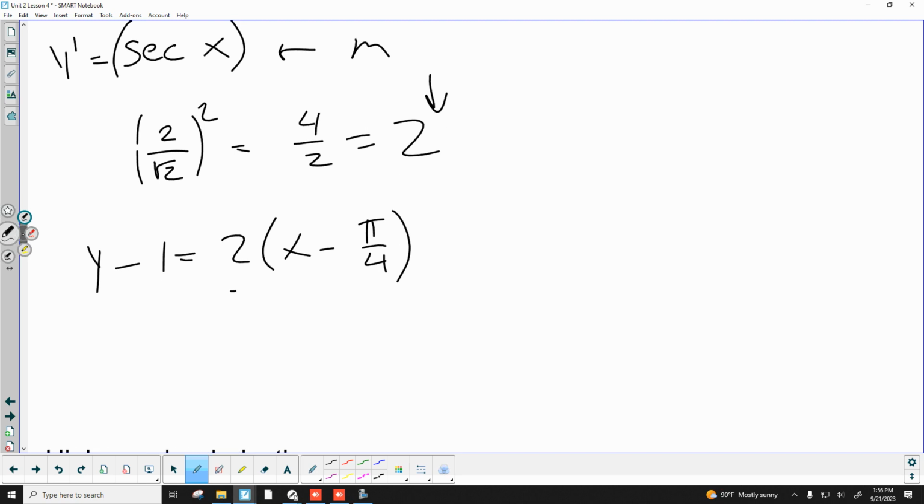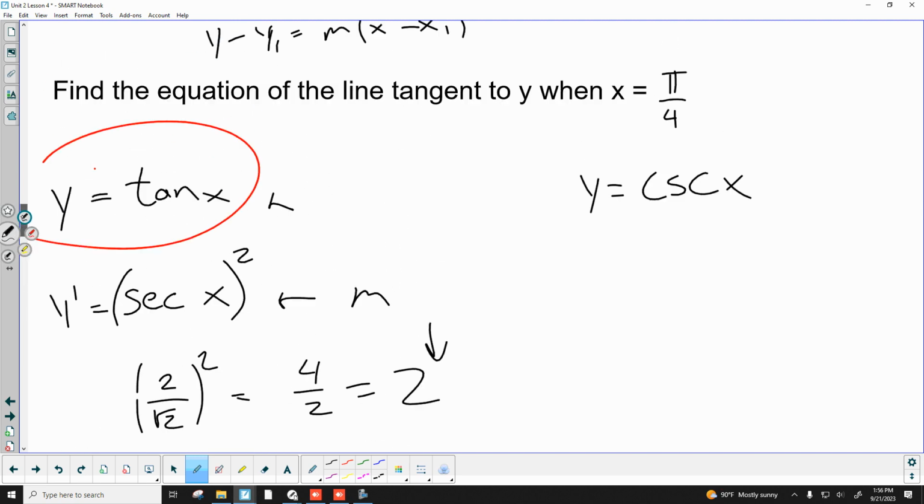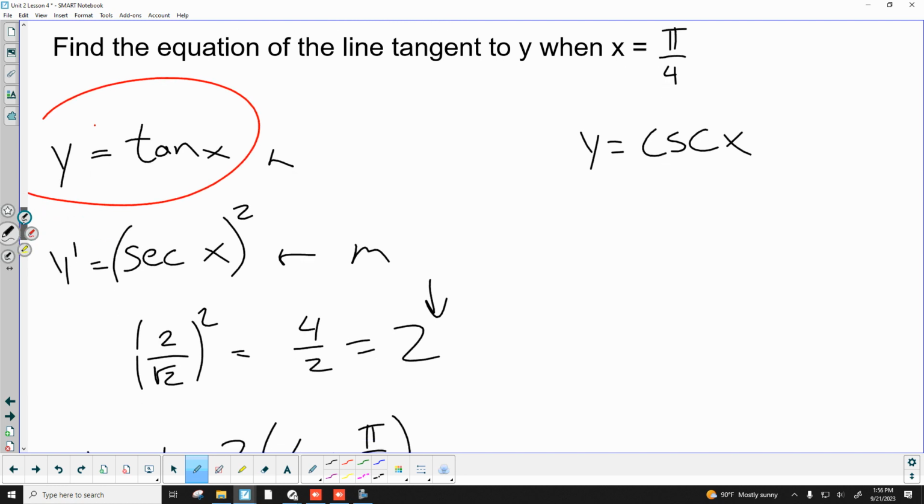Secant is the reciprocal of cosine. You did the other one. Cotangent is tangent. Okay, let's move on.